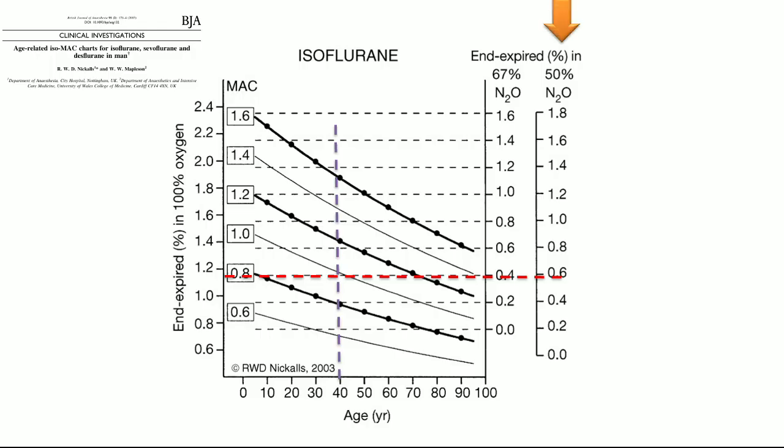By moving across to the right-hand side, you can see the impact of nitrous oxide and how it reduced the MAC of isoflurane. 50% reduced the MAC to below 0.6% and 67% to about 0.4%.